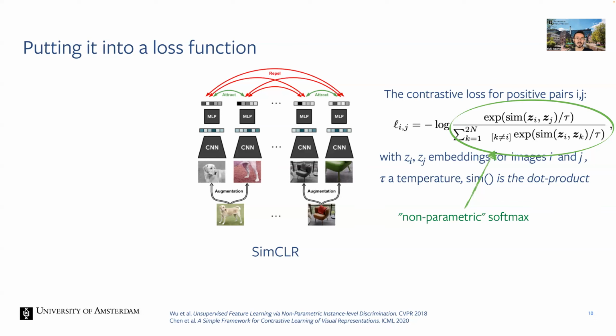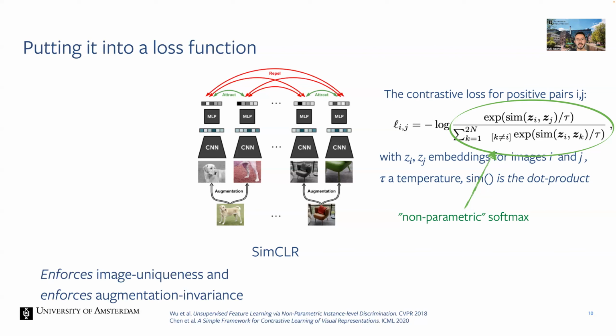For example, if your batch size is 16,000, this comparison is done against 16,000 other items, but you don't need a fully connected layer that's something times 16,000 big, right? So the embeddings could only be of size 128. But if your batch size is big enough, this softmax will be trying to discriminate between 16,000 instances. So this is a useful concept to keep in mind that has been used for all kinds of directions. And so what SimCLR does, or contrastive works generally do, is it enforces image uniqueness and enforces augmentation invariance.